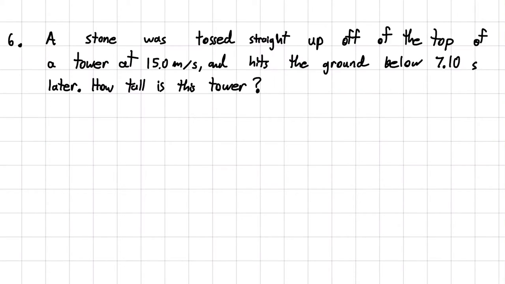All right, now let's take a look at another example. Here we have a stone that is tossed straight up off the top of a tower at 15 meters per second, and it hits the ground below 7.10 seconds later. And it asks us, how tall is the tower? So, first step with any problem like this is we're going to draw a little sketch of what's happening.